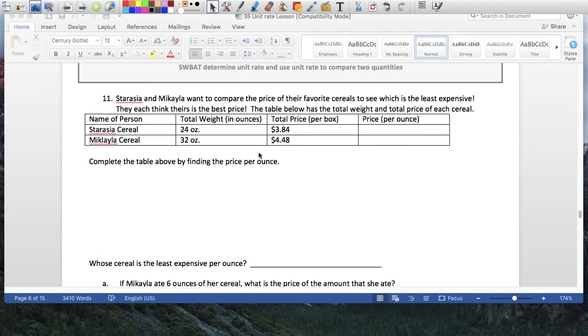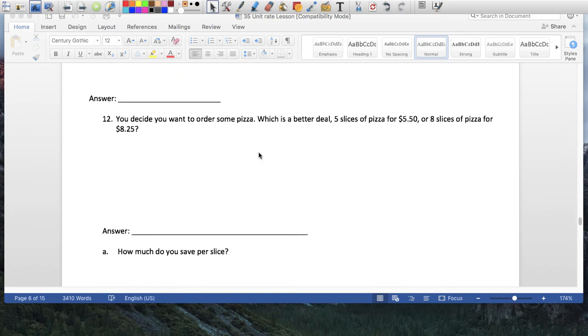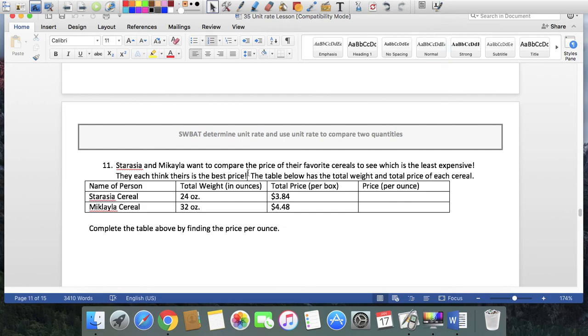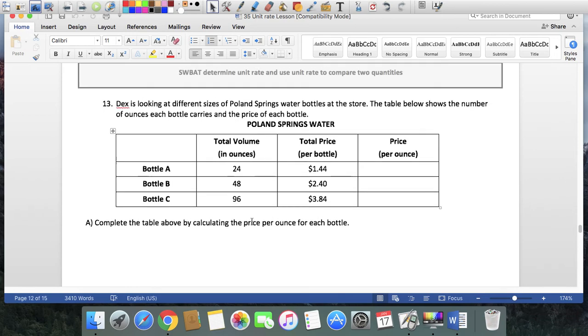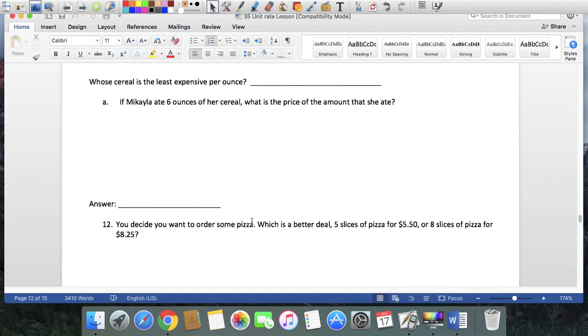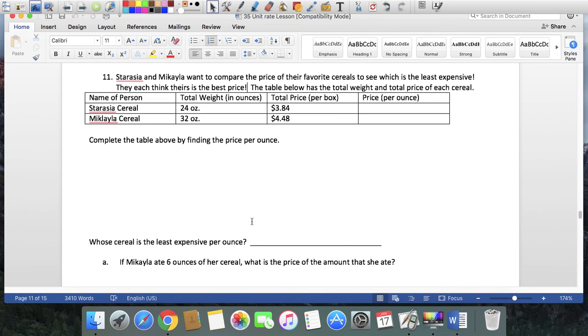Number 11. So again, 11. What page is this? Ooh, there's a lot of pages to go. So I don't know if I'm going to be able to finish everything. So on page 11.